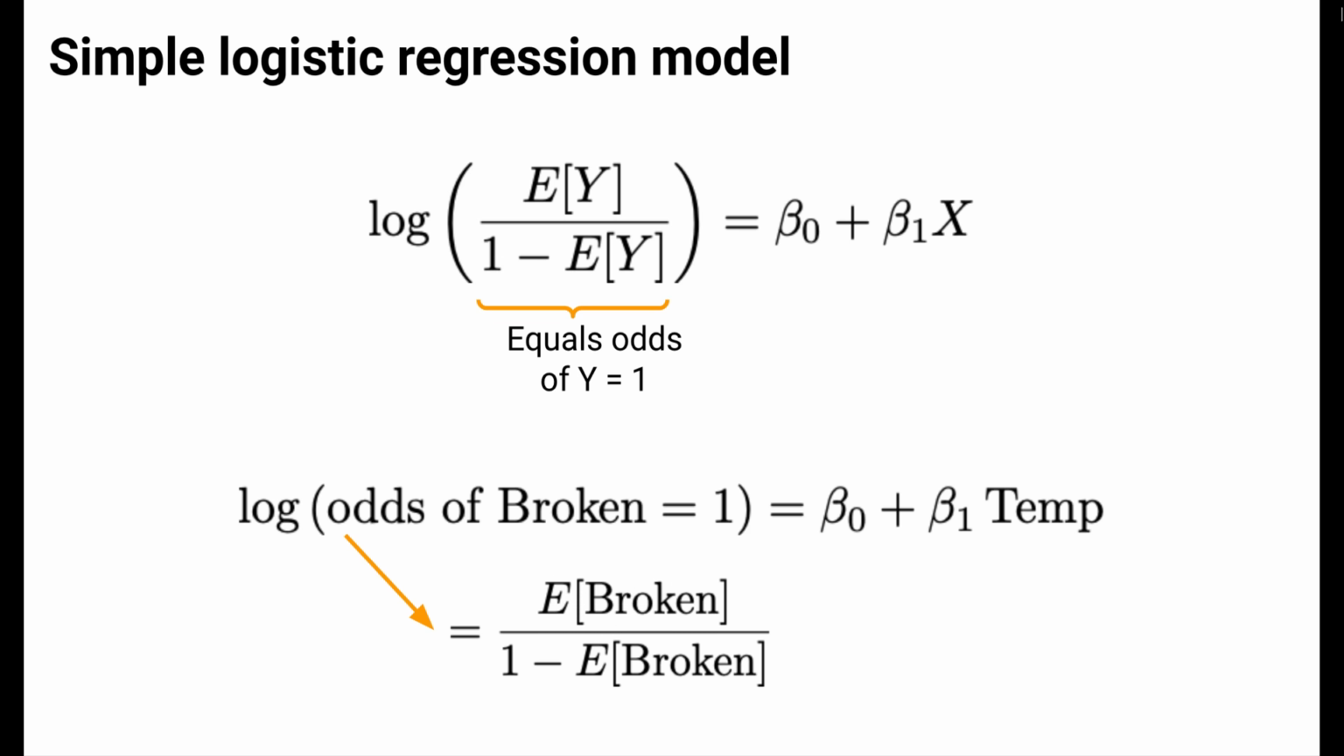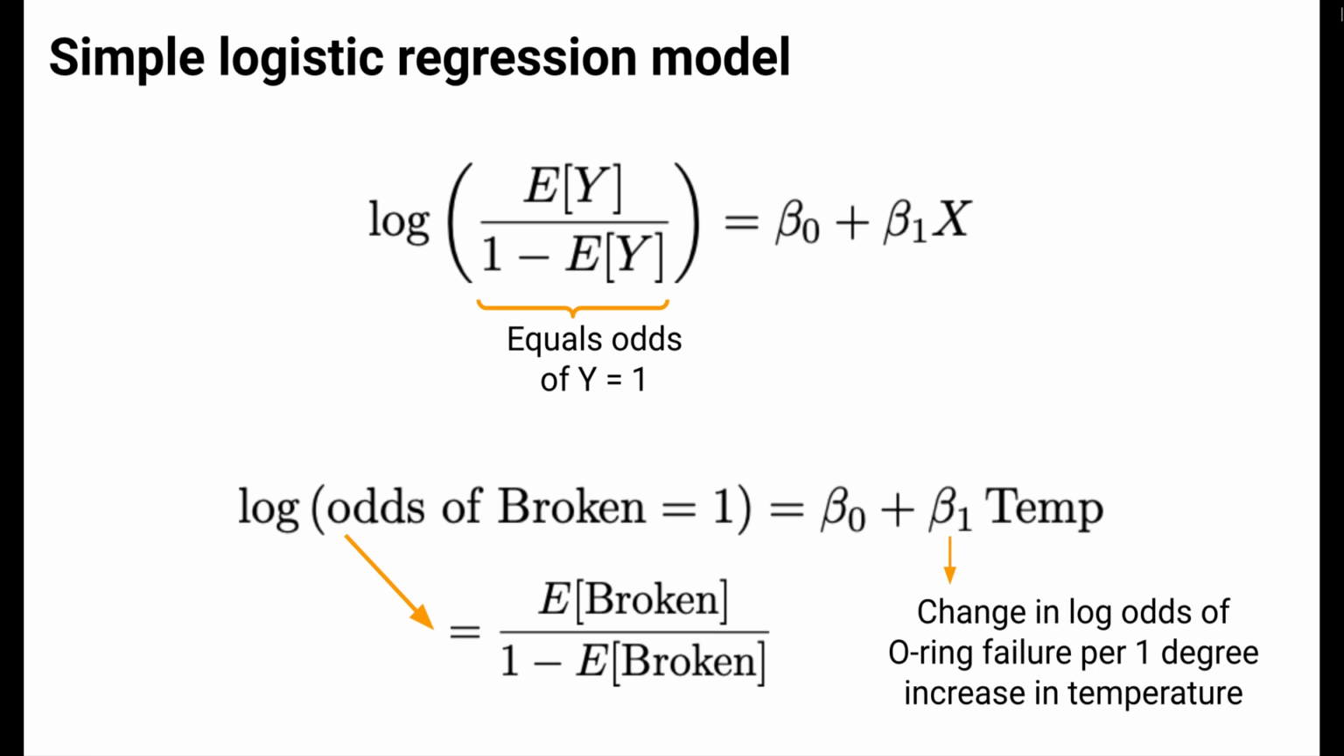So for our O-ring data, we would write the model as shown here. The log odds of broken being equal to 1, which in this context means the log odds of an O-ring being broken, depends on temperature with slope beta 1. We can interpret the slope as we have before with simple linear regression. Beta 1 is the change in log odds of O-ring failure per 1 degree increase in temperature.